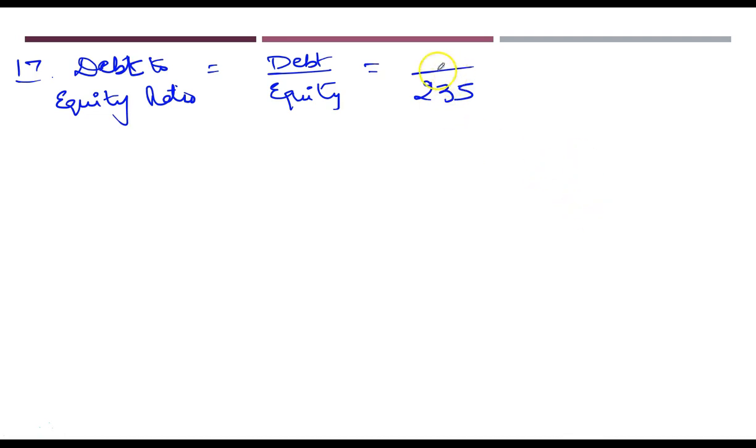So 50 divided by 235, that is around 0.21. Next is interest coverage ratio.